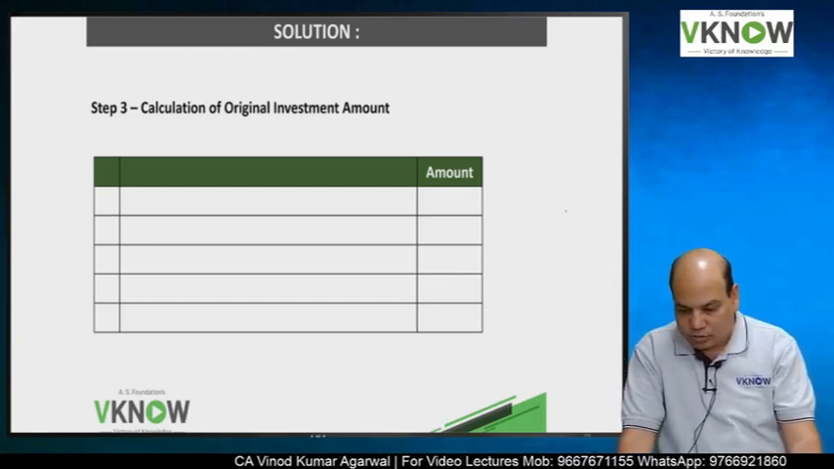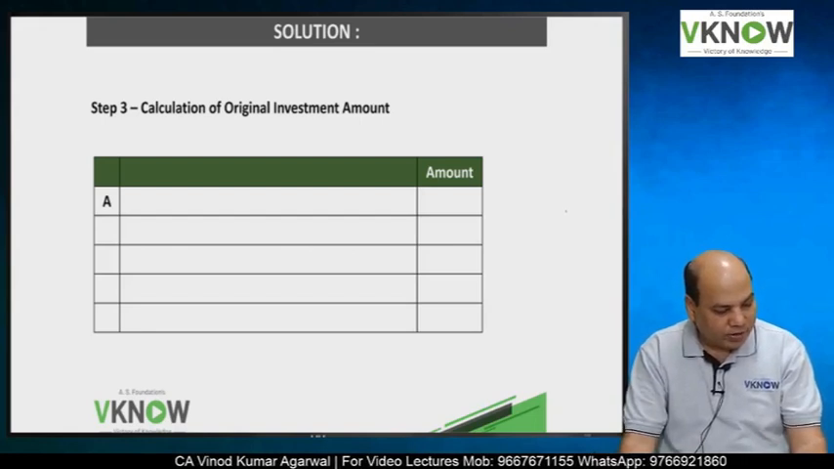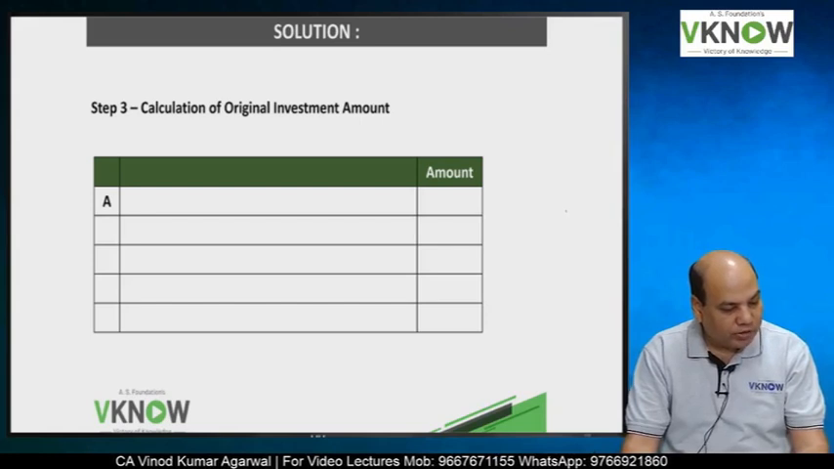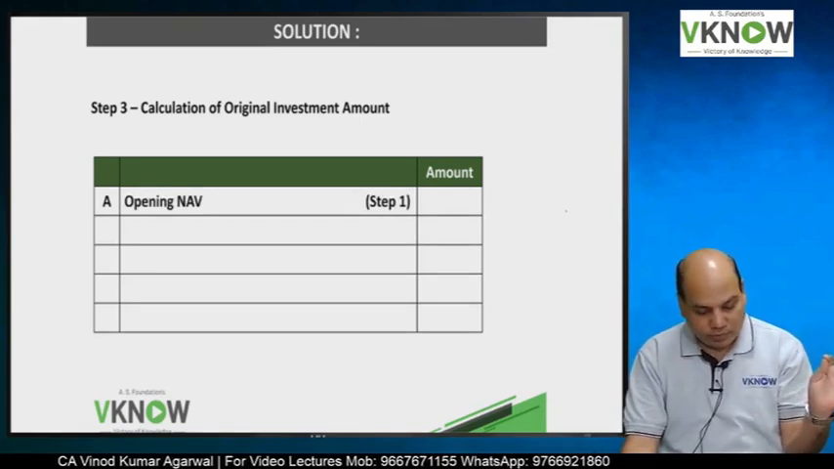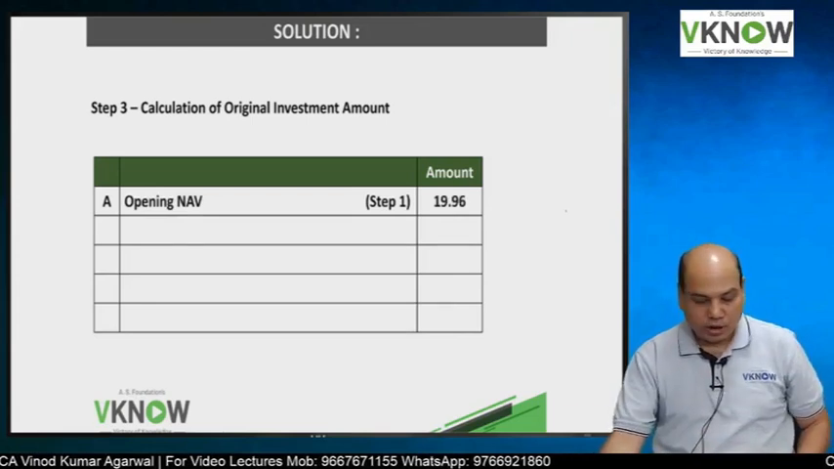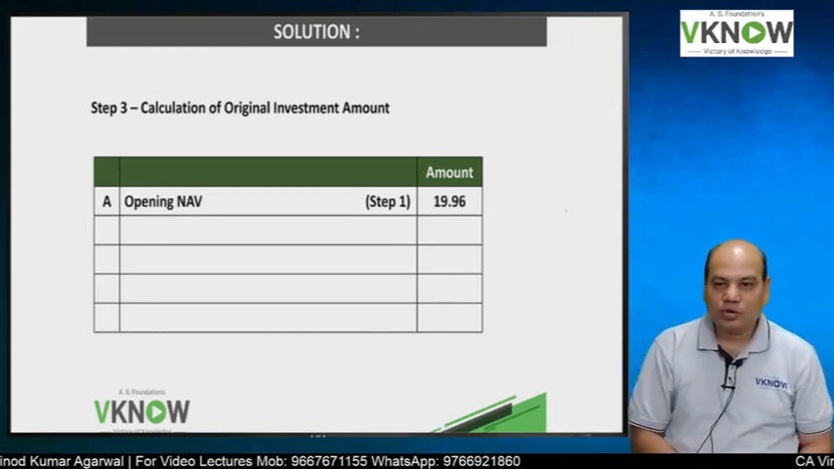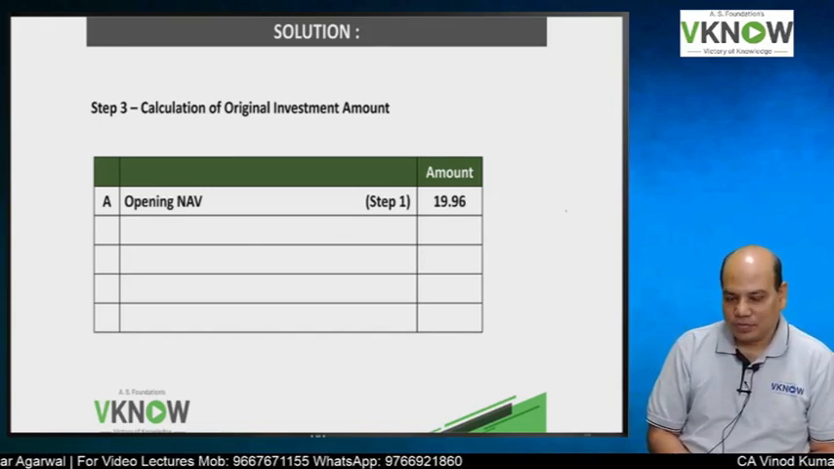Right hand side amount. At what rate has he purchased? He has purchased at the rate of opening NAV plus 0.04 entry load. So the amount you are going to pay is opening NAV plus 0.04, multiplied by 20,000 units. Say yes. Write down.